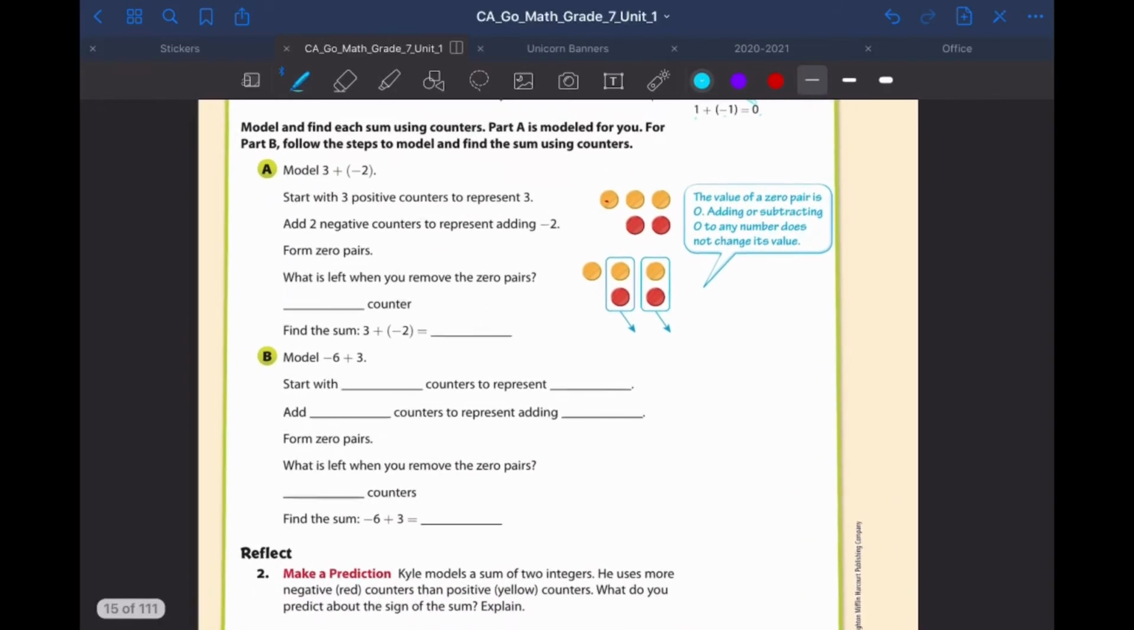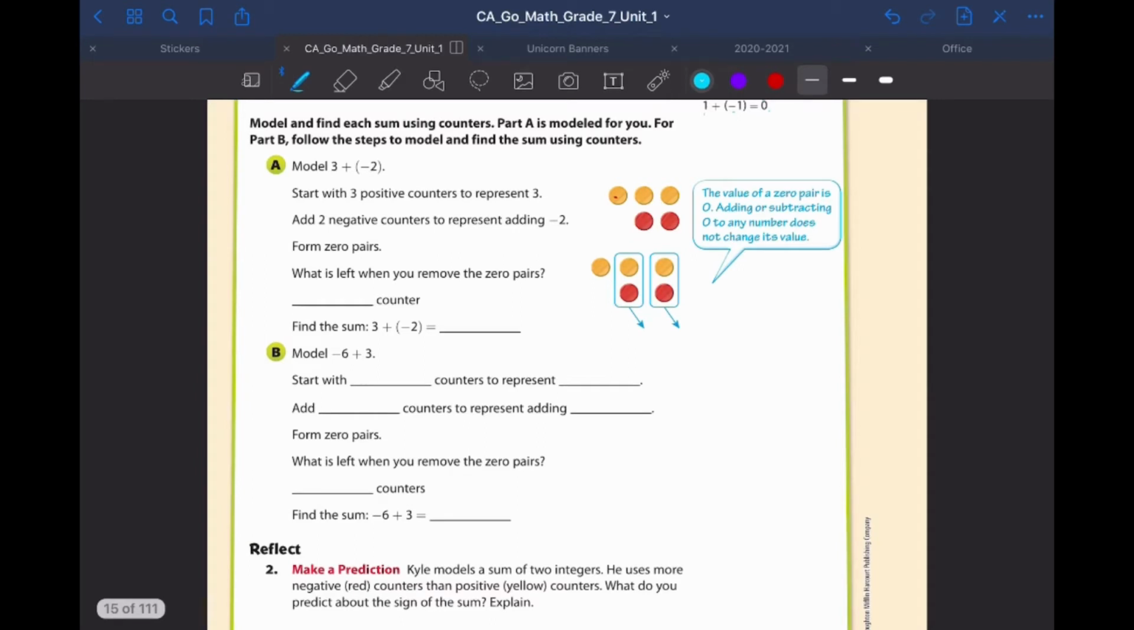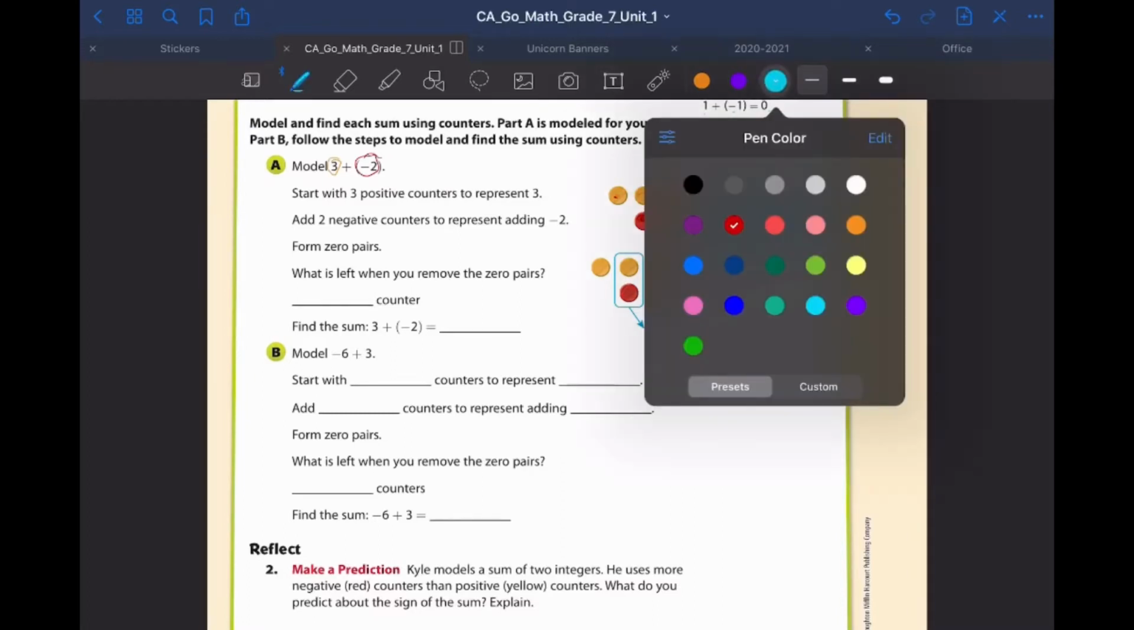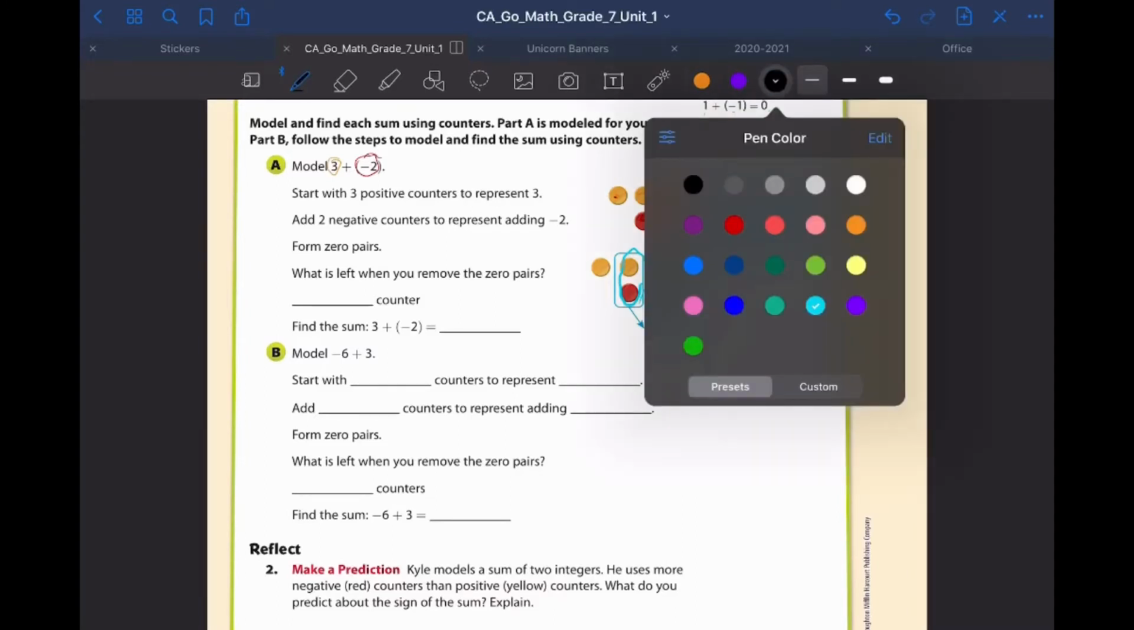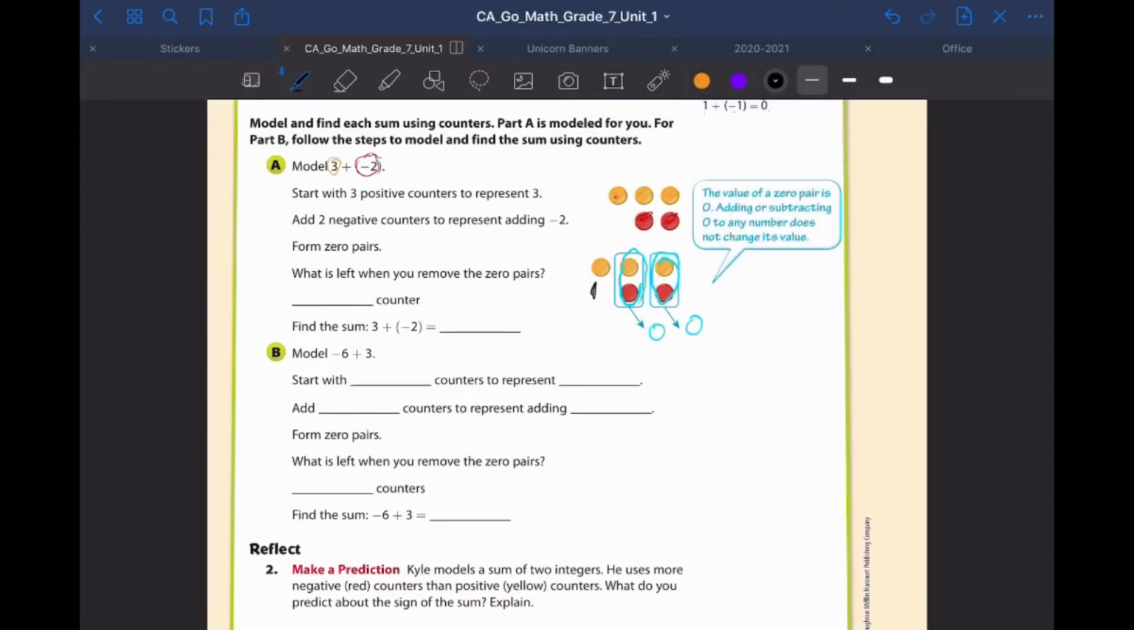Okay, so now we are going to model how to add integers by using counters. So first you get 3 yellow ones, because that is a positive. You get 3 yellow, 1, 2, 3. Then you get 2 negative, so 2 red. And then you find 0 pairs. So there will be your first 0 pair and your other 0 pair. So 0, 0, and then you have this 1 right here. So that means your answer is 1.